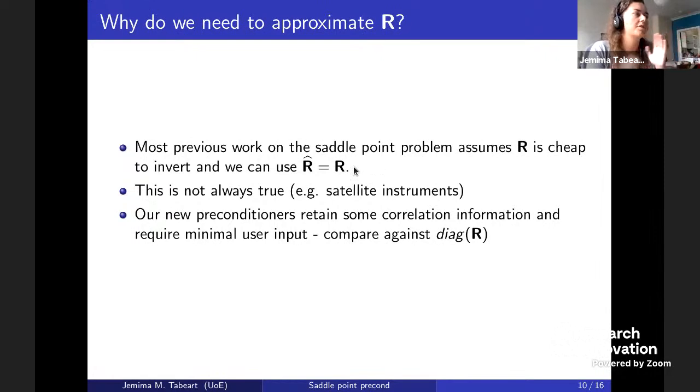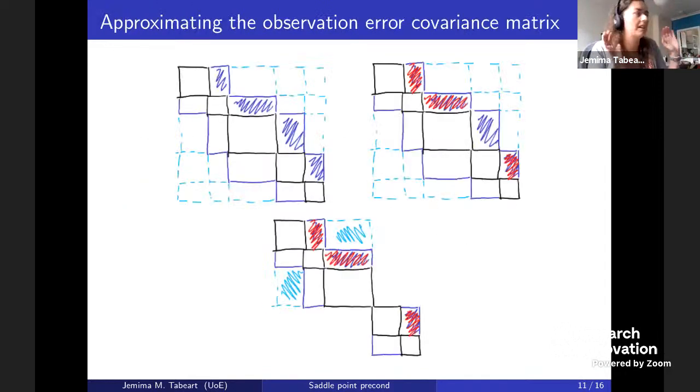So we have to have a good preconditioner there. We're going to consider some new preconditioners that keep some of that correlation information that's really important, don't require much input from a user, and also have extra parallelism. We're going to compare both against the exact choice of R and also against just using the diagonal, which is obviously extremely parallelizable. So our new approach, I'm going to illustrate with this very beautiful picture that I drew.